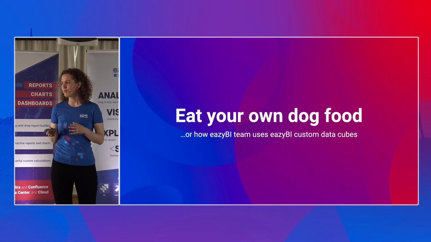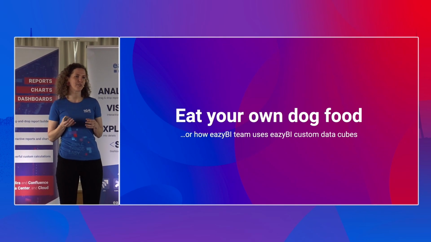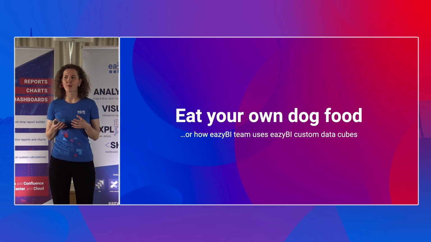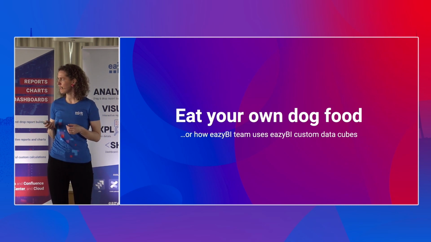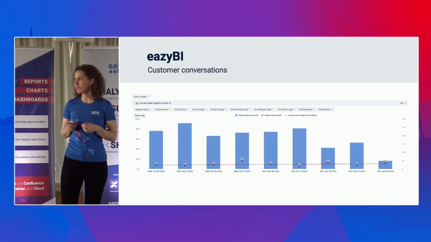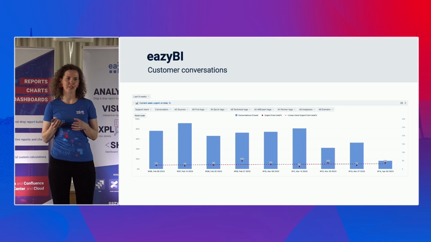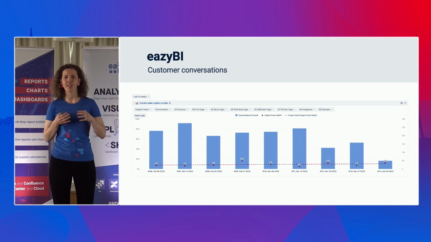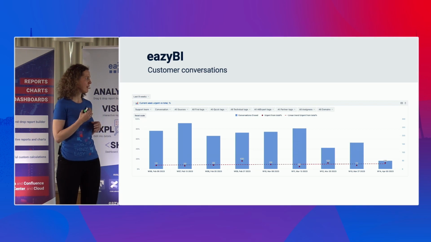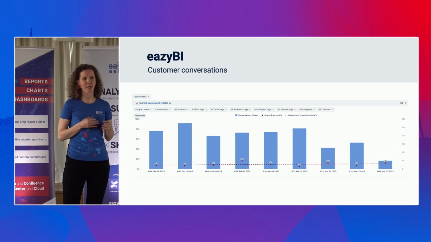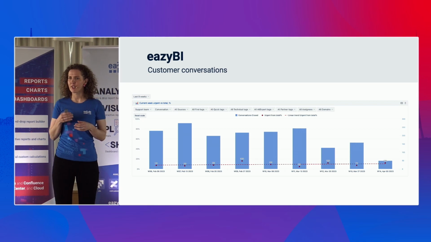Eat your own dog food is an expression that is used when a company uses its own product. Because if we are using it, we know how to improve it. There are several ways how eazyBI is using custom cube. First is customer conversations. We use REST API to import this data into eazyBI. We create the custom cube, and we analyze the conversations. Also, we use it for importing data from Atlassian Marketplace to see your sales, trials, and licenses.